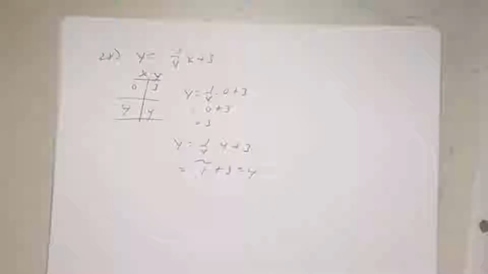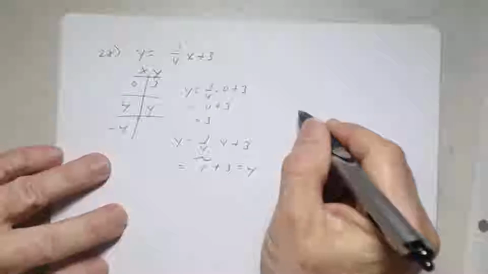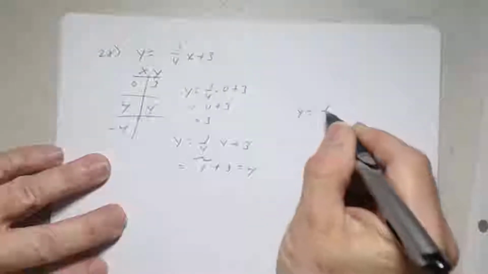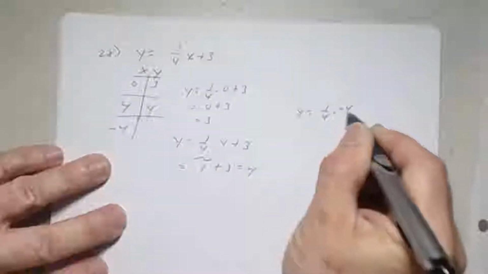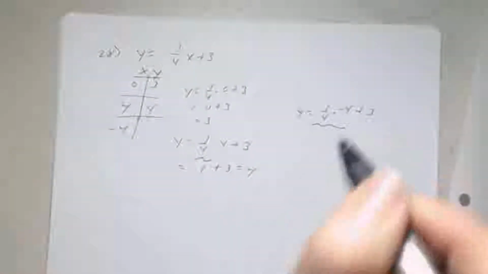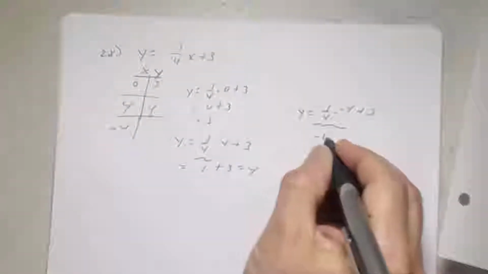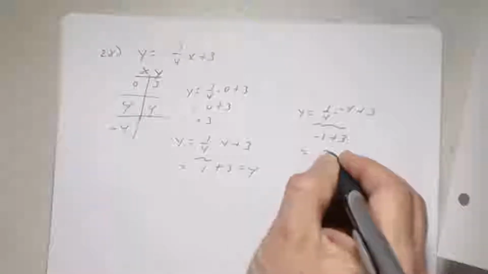You can use 8. 8 will work. 8 will be here, or you can use -4. It's up to you. What do you want to try? -4? Okay, so if x is -4, I get y equals 1/4 times -4 plus 3. All right, I got to remember some things now. What's 1/4 times a -4? -1. -1 plus 3 is 2.